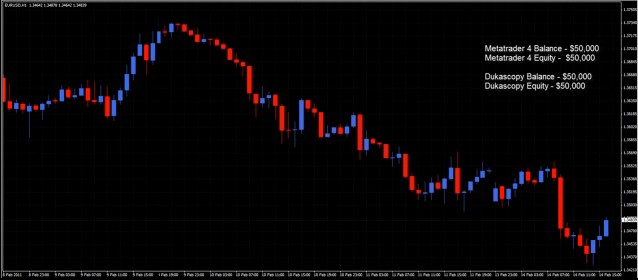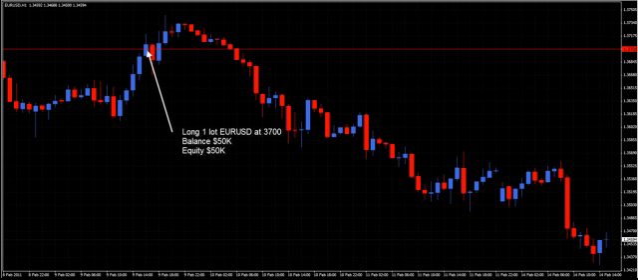In this first chart here, we just have the balances. We have a MetaTrader 4 balance of $50,000, and the equity is $50,000 as well. The account is flat. The same balance and equity will be reflected in the Dukascopy account, $50,000 and $50,000. Now, assuming price is at 3,700 here on the chart, let's say you decide to go long. At this point, your balance is $50,000, your equity is $50,000. We're going to assume no spread here for ease of calculation.